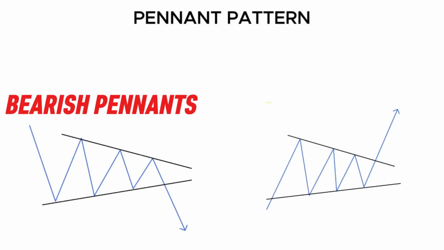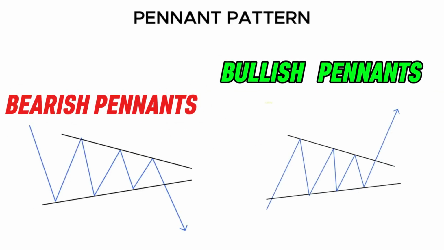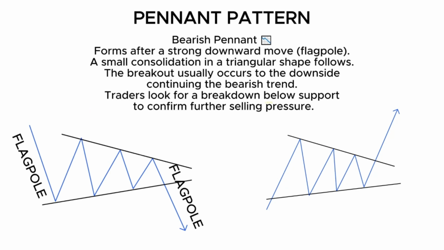A bearish pennant and a bullish pennant are both continuation patterns in technical analysis, signaling a potential continuation of the prior trend. A bearish pennant forms after a strong downward move, the flagpole. A small consolidation in a triangular shape follows. The breakout usually occurs to the downside, continuing the bearish trend. Traders look for a breakdown below support to confirm further selling pressure.